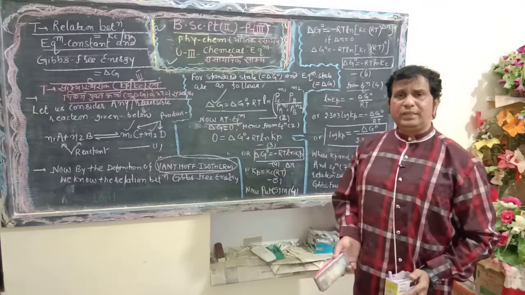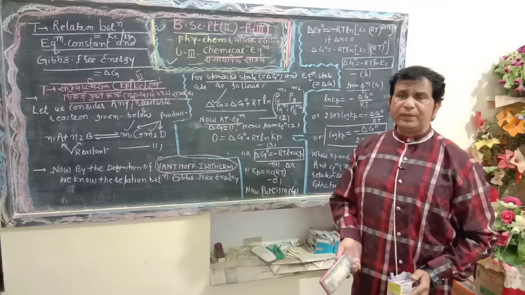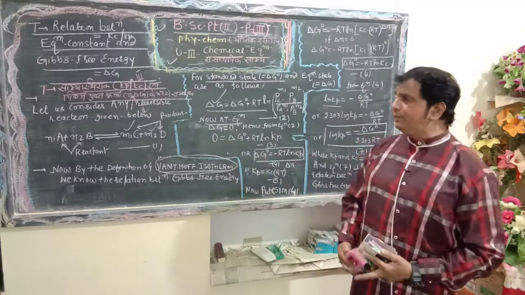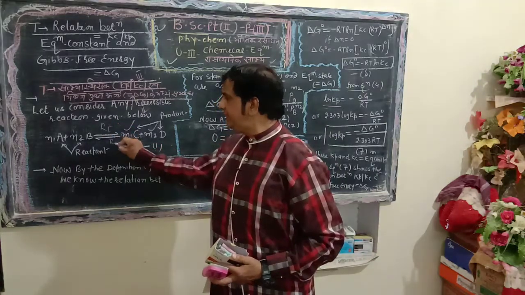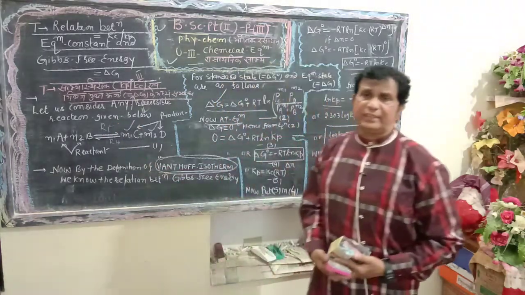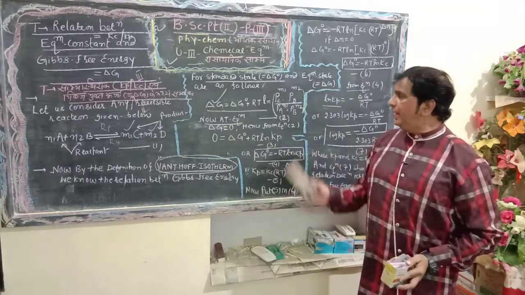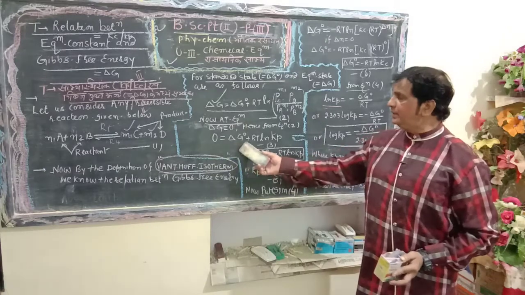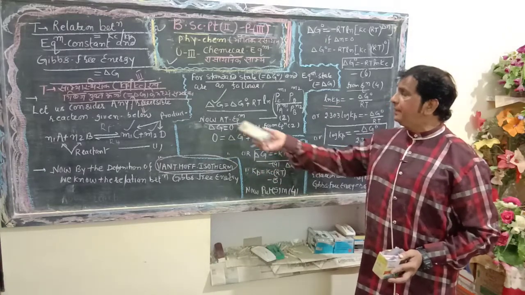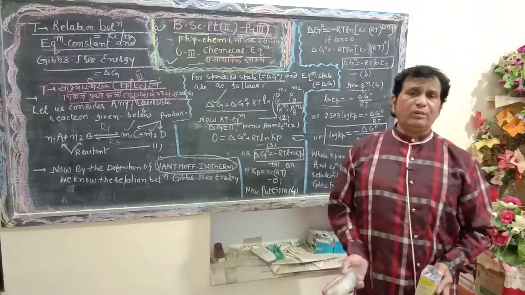When equilibrium is established, according to the conditions of equilibrium, when the rate of the forward direction becomes equal to the rate of the backward direction, the Gibbs free energy ΔG equals 0. Hence from equation number 2, 0 equals ΔG° plus RT ln Kp. Mostly students put down ΔG° as 0.